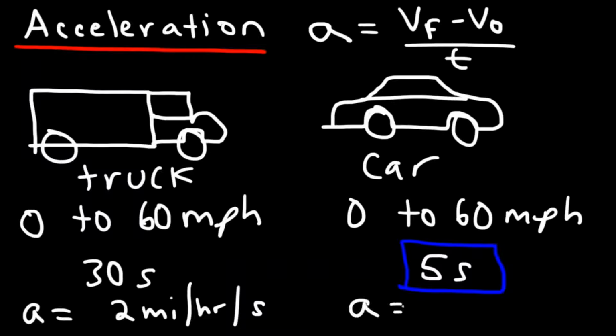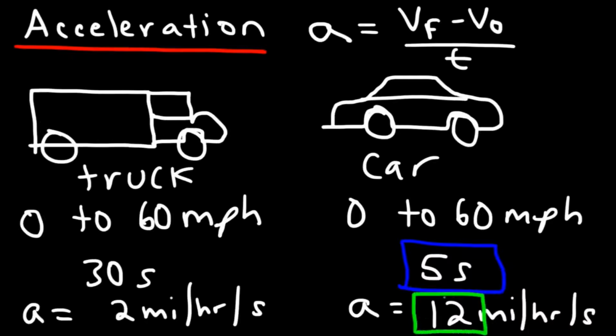Now the acceleration of the sports car is 60 miles per hour divided by 5 seconds. 60 divided by 5 is 12, so it's 12 miles per hour per second. As you can see, the acceleration of the sports car is much greater than the truck. The truck is going to take a long time to go from 0 to 60, but the sports car will get there a lot faster because it has a greater acceleration.